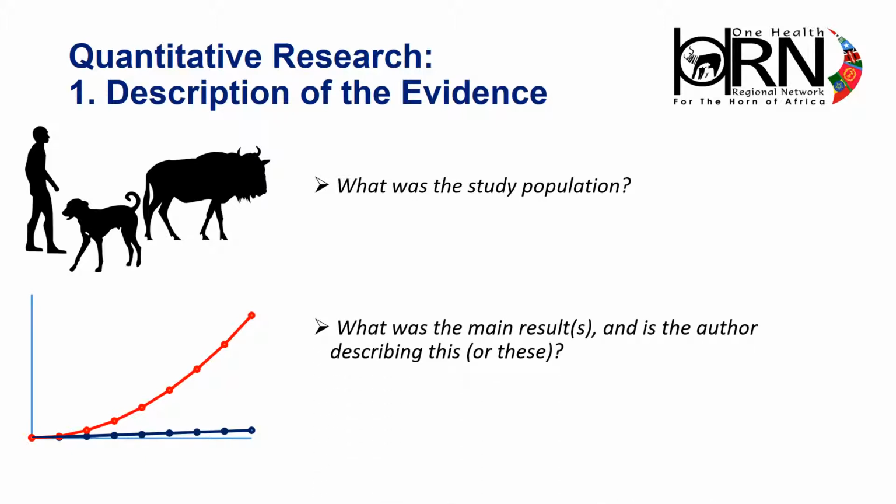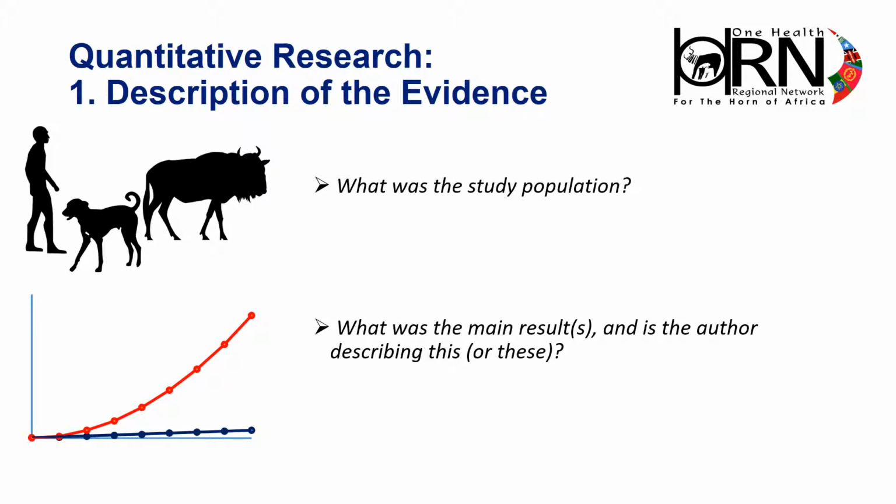What was the main result or results, and is the author describing these? This should relate to the main study aim. However, some authors often discuss the most statistically significant results or even the most surprising results. Sometimes results for the stated main hypothesis are ignored altogether. Remember, when many results are presented, there is an increased risk of type 1 errors. It is safest to concentrate on results relating to the main hypothesis, particularly when that hypothesis was generated beforehand.